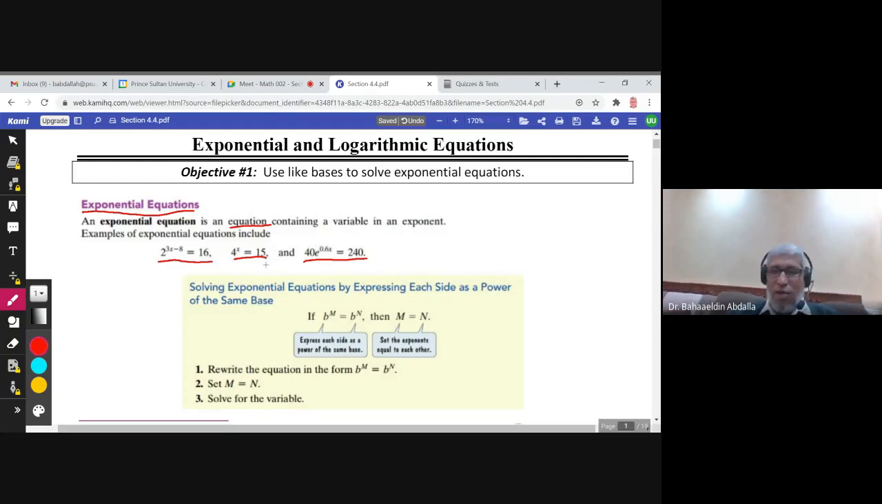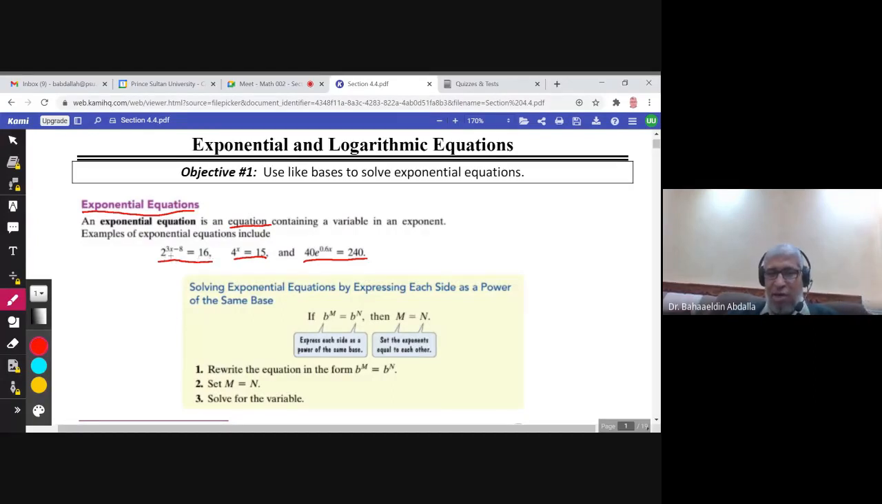Okay. The question, how to solve exponential equations? Any question about this objective would be solve. Solve means find the solutions. What are the numbers that make this equation correct? Yani if you replace x by what, then the left-hand side would be equal to the right-hand side.